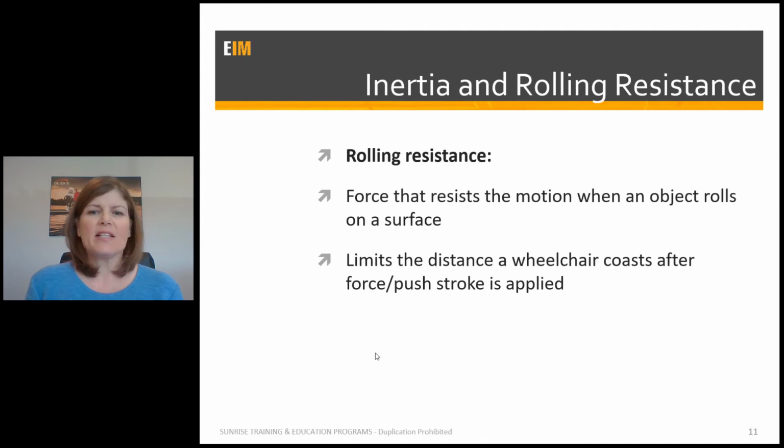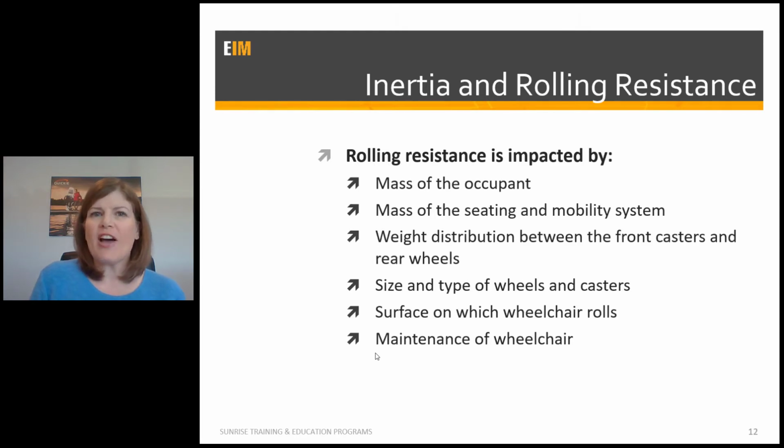Rolling resistance is the force that resists a motion when an object rolls on a surface. So what this means is that it's going to limit the distance that a manual wheelchair can coast after a push stroke or after force is applied to the wheelchair. Now, there are a number of different factors that impact rolling resistance. And so we're going to talk about each of them.